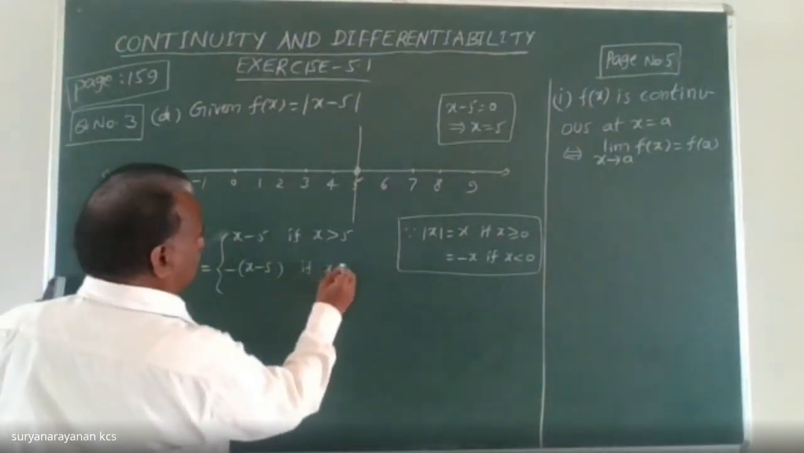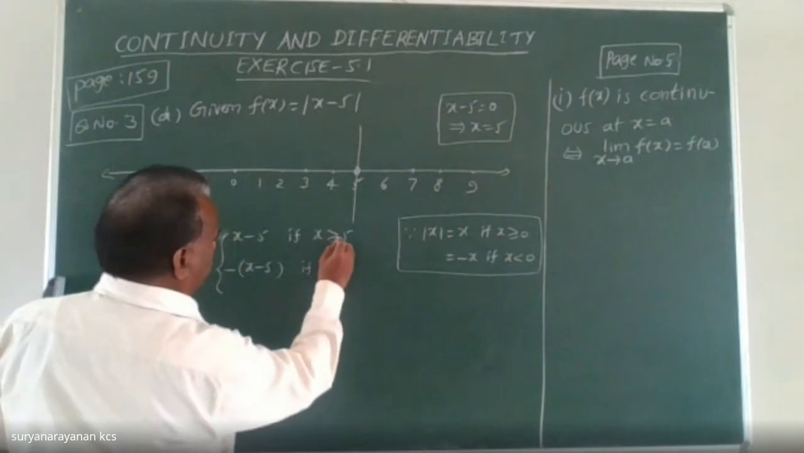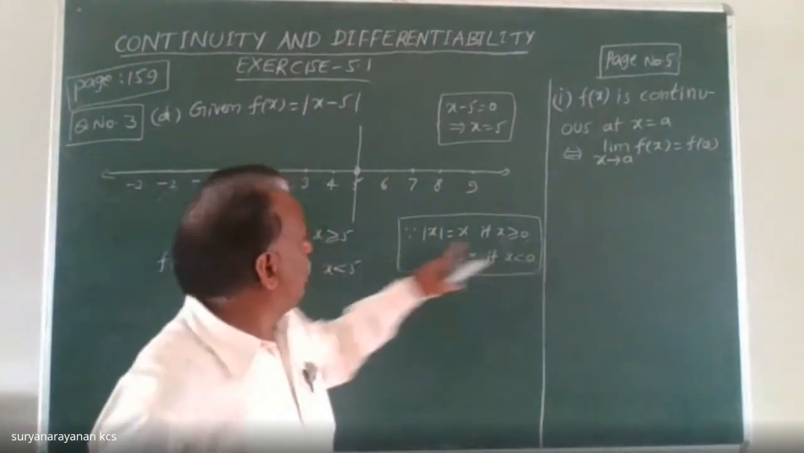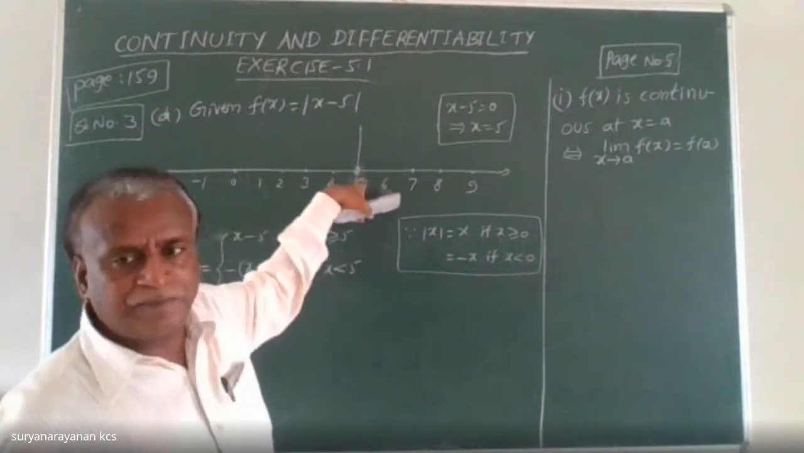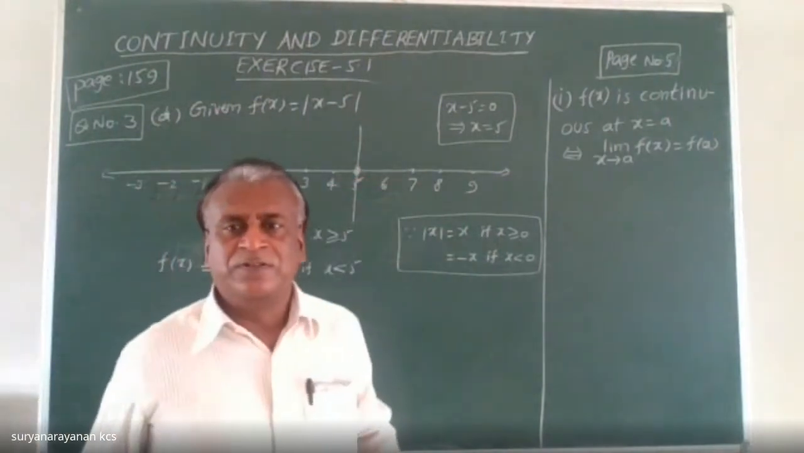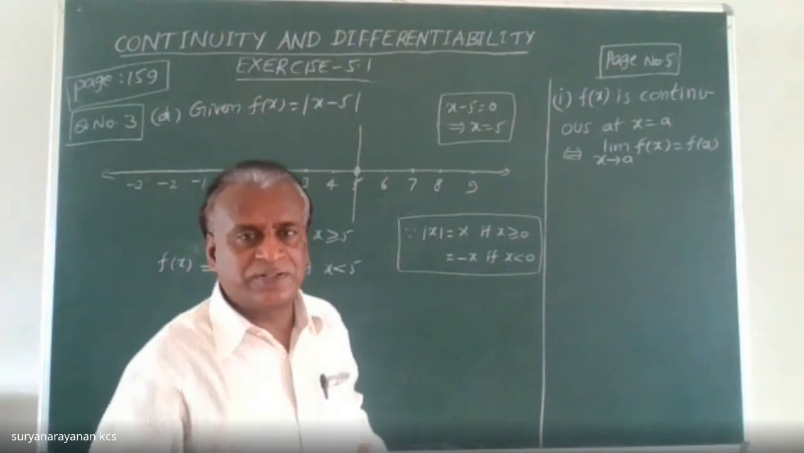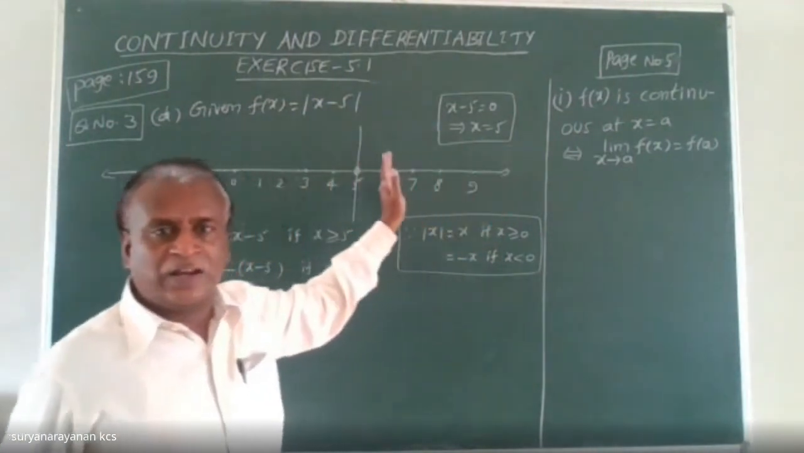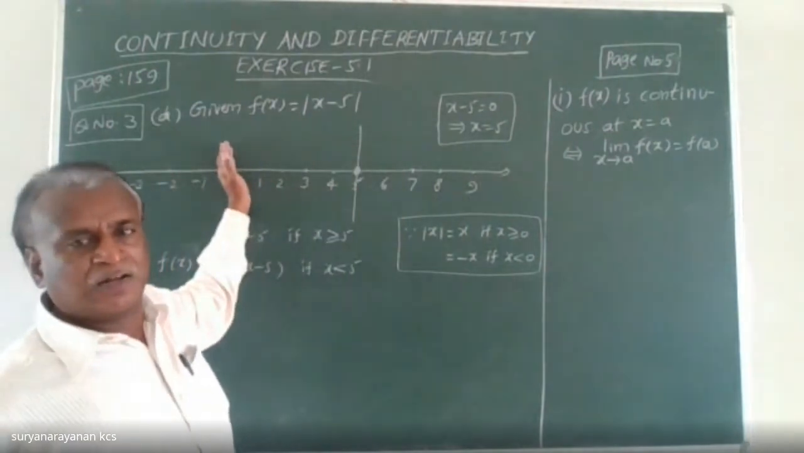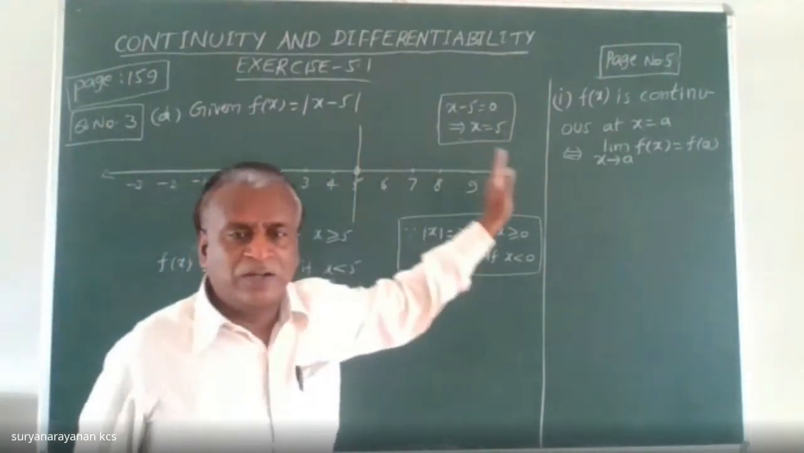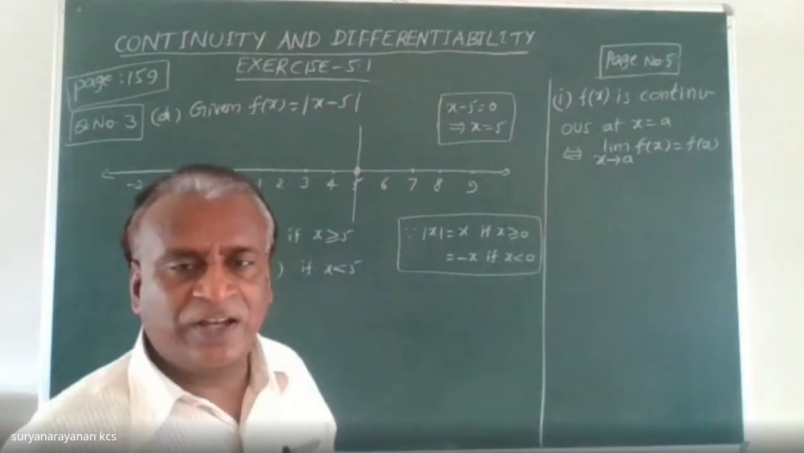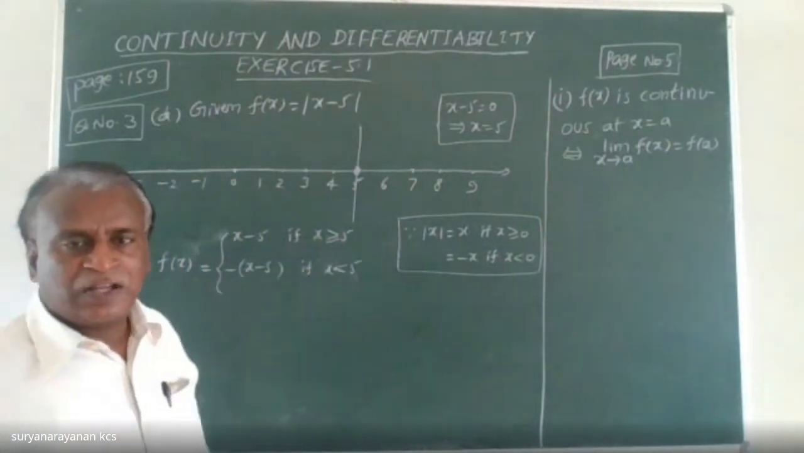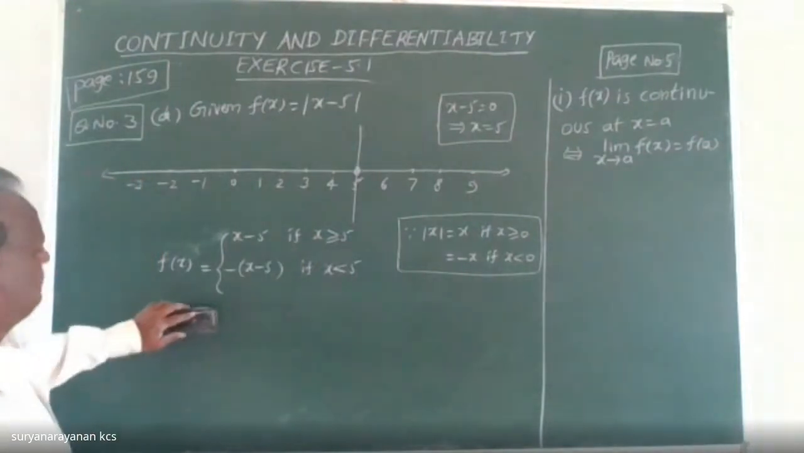If x is less than 5. In the place of 0, we wrote 5 because at this point 5, in two intervals, this is one interval and this is another interval. Less than 5 is one interval and greater than 5 is another interval. So in these two intervals, f is defined.